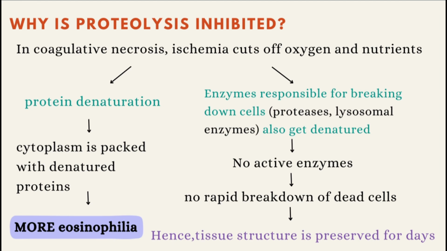But the main question still remains, why is proteolysis inhibited? Generally, in coagulative necrosis, ischemia cuts off oxygen and nutrient supply. This results in protein denaturation and also the denaturation of enzymes responsible for breaking down, like proteases and lysosomal enzymes. So there won't be any active enzymes. Since there are no active enzymes, there won't be any rapid breakdown of the dead cells. So tissue structure is preserved for days. And there are a lot of denatured proteins, so the cytoplasm is packed with denatured proteins. This gives it an eosinophilic appearance.